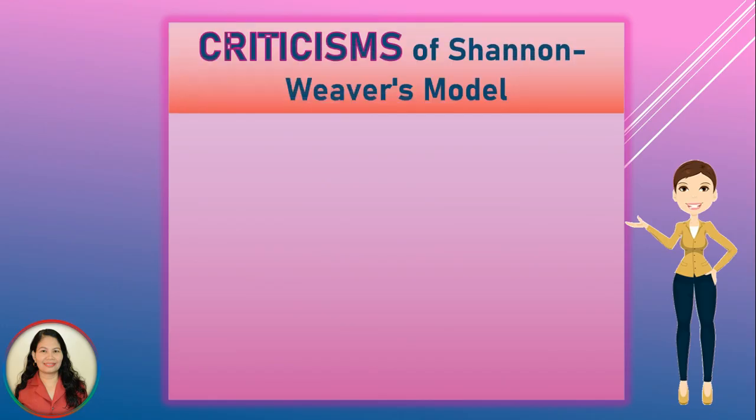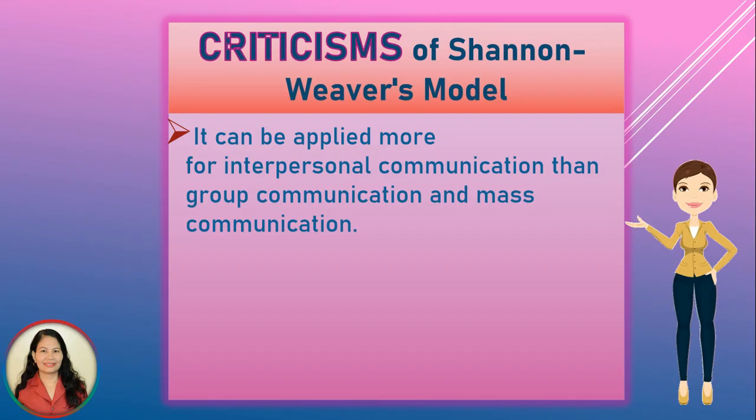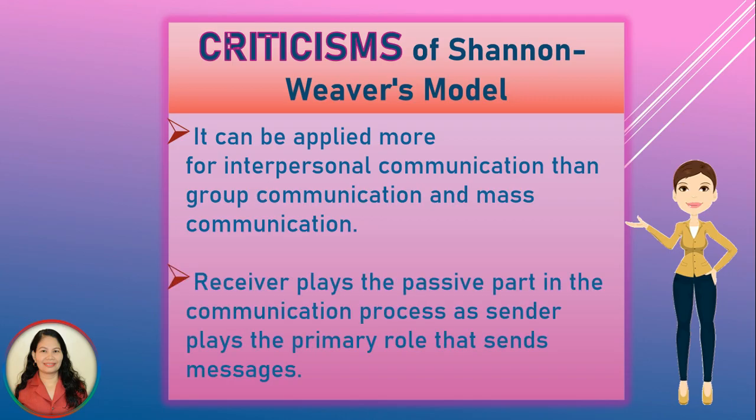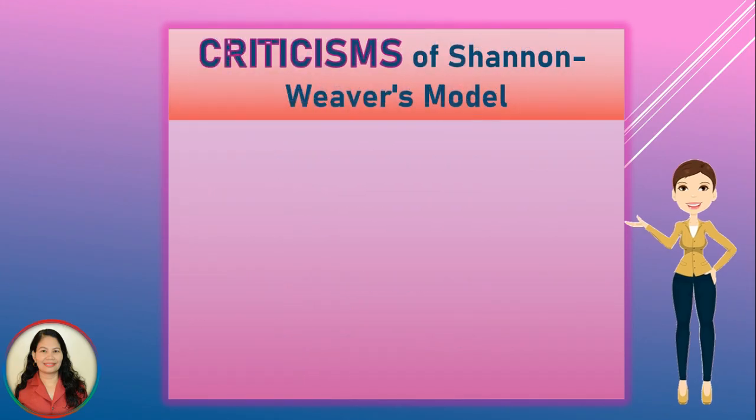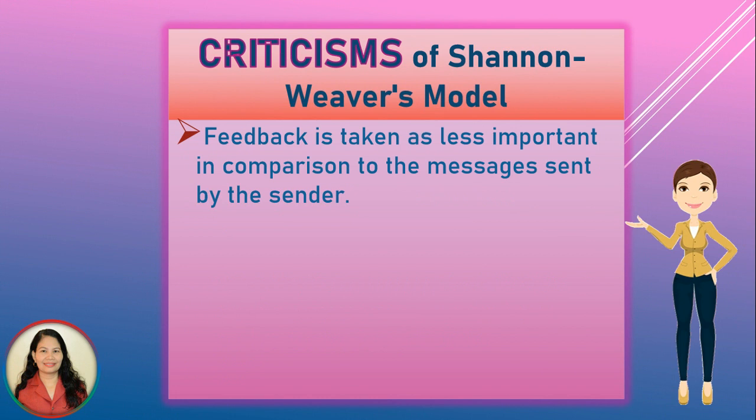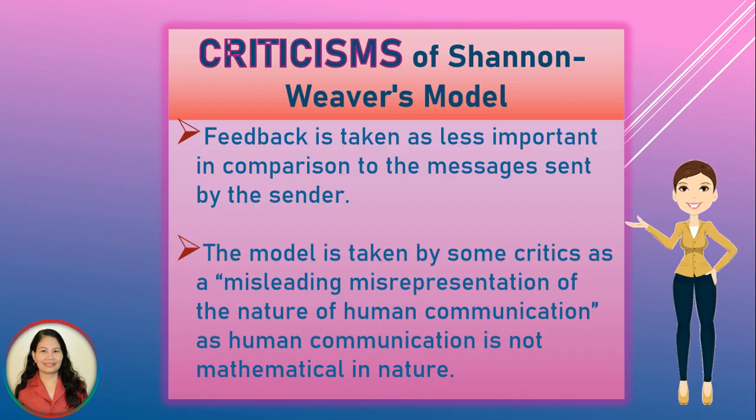We have the criticisms of the Shannon-Weaver model. First, it can be applied more for interpersonal communication than group communication and mass communication. Receiver plays the passive part in the communication process as sender plays the primary role that sends messages. Feedback is taken as less important in comparison to the messages sent by the sender. The model is taken by some critics as a misleading misrepresentation of the nature of human communication, as human communication is not mathematical in nature.